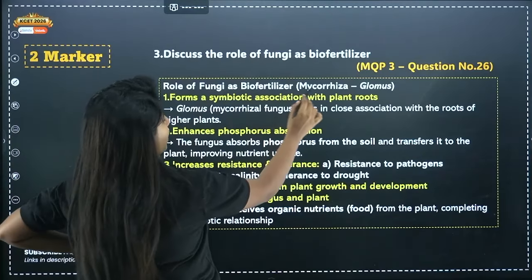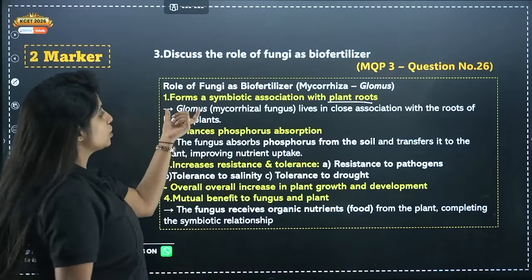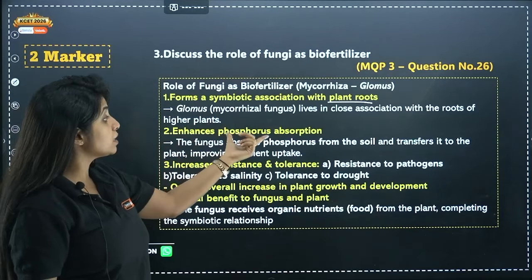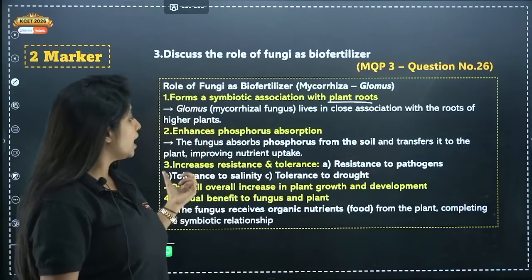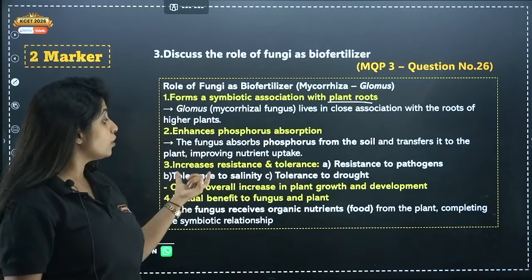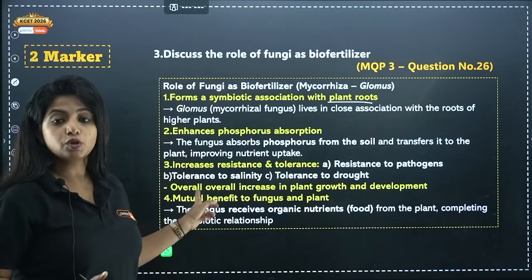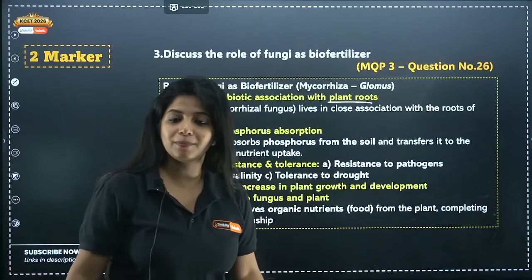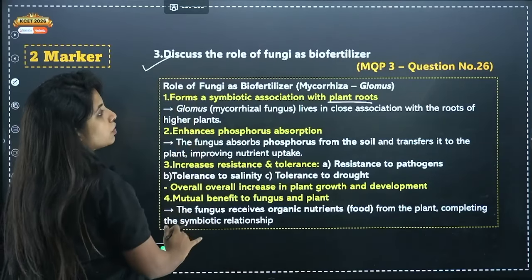The role of fungi as biofertilizers: it forms a symbiotic association with plant roots. That is Glomus. It lives in close association with the roots of higher plants, enhances phosphorus absorption, increases resistance to pathogens and tolerance to salinity and drought, and overall increases plant growth and development. There is mutual benefit to both fungus and plant. The fungus receives organic nutrients from the plant, because the plant is doing photosynthesis. So these are the things that we already discussed.